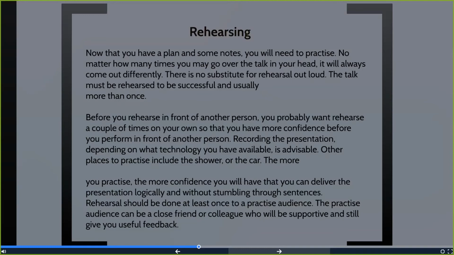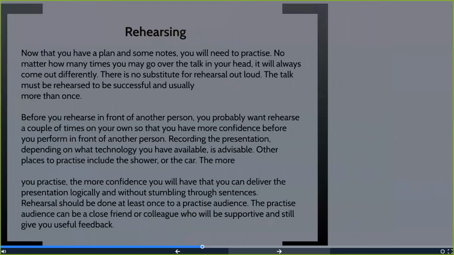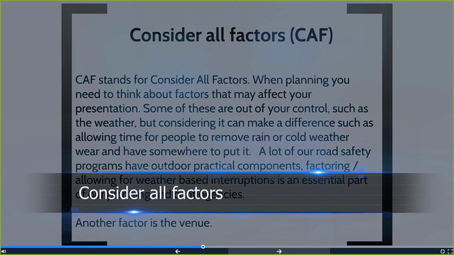The practice audience can be a close friend or a colleague who'll be supportive and still give you useful feedback, very much tying into that other presentation from before. Considering all factors, known as CAF. CAF stands for Consider All Factors. When planning, you need to think about factors that may affect your presentation.